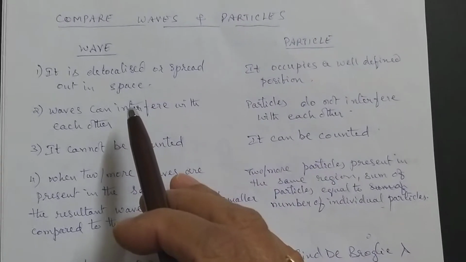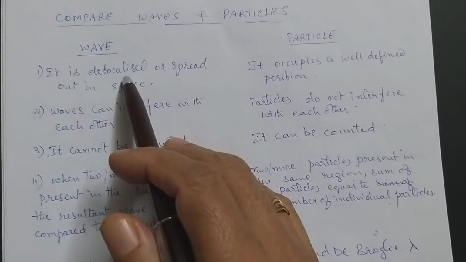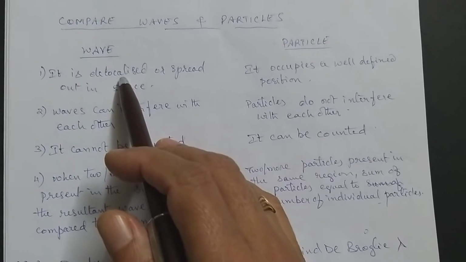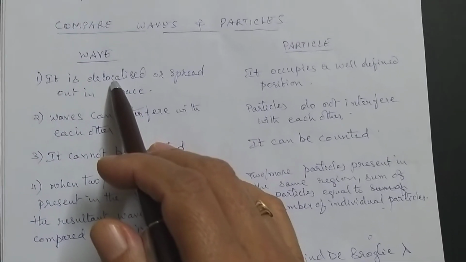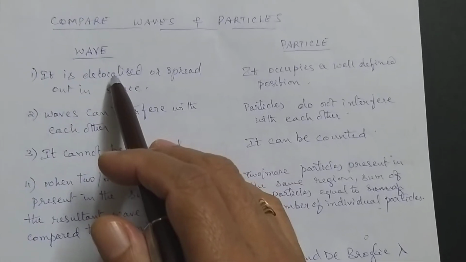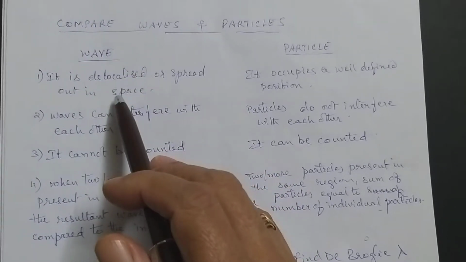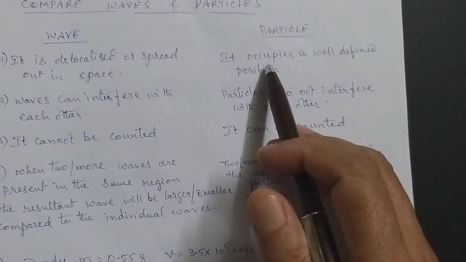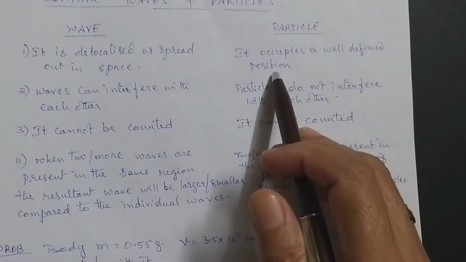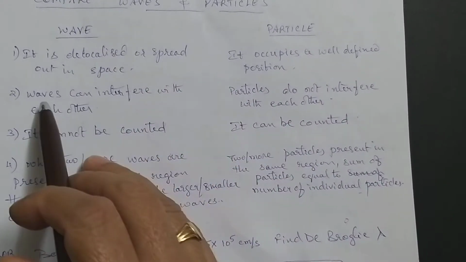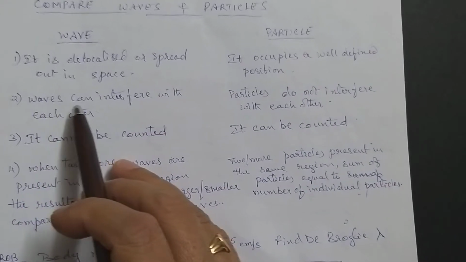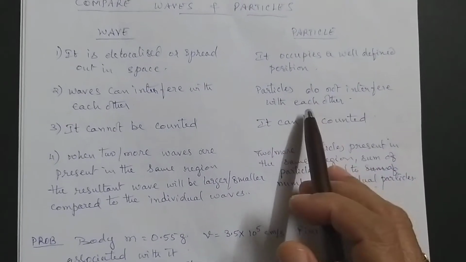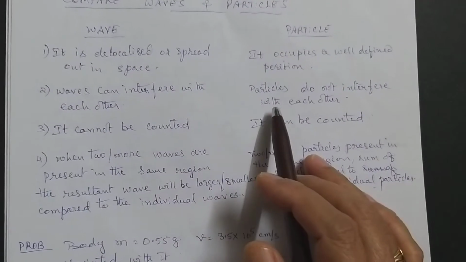The basic difference we see is waves are not localized, they don't stay at a place. The definition of the wave itself is energy in transit. When mechanical energy or electromagnetic energy is transferred from one point to another in a periodic way, then it forms a wave. So it is delocalized. But the particle occupies a well defined position, as you know in general mechanics. Waves can interfere with each other. Particles don't interfere with each other. They maintain their identity even in a group.